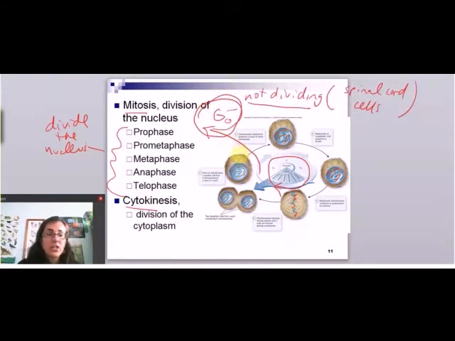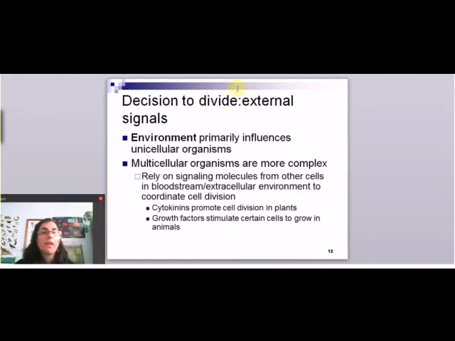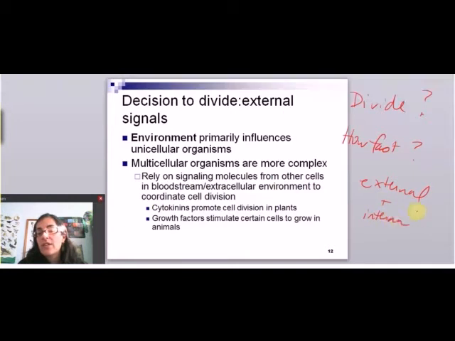So when cells are in G0, they won't divide. Some cells are permanently in G0, like the spinal cord cells. Some cells will only temporarily be in G0, and they can be stimulated to leave G0, rejoin the cell cycle and divide. It depends on the type of cell. So why does a cell divide or not divide? And also, how fast does it divide? So there's this decision: should the cell divide, and how fast should it divide? The cell is going to rely on both external and internal signals to determine that.